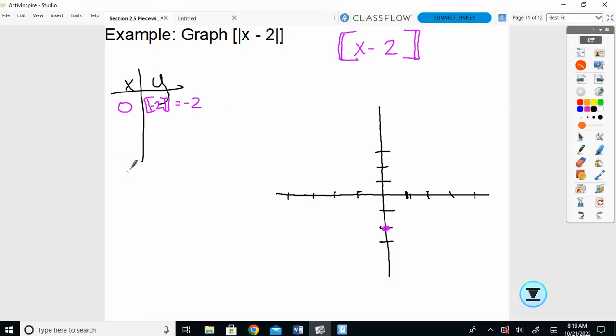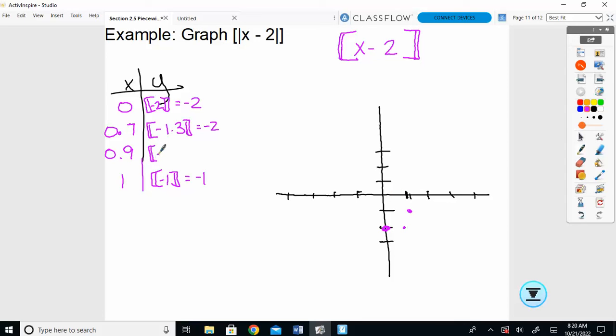Okay, if I just plug in 1, then I would have the greatest integer of negative 1, which is negative 1. So 1 gives me negative 1. Is that enough to know what this looks like? Okay, so let's plug in something between 0 and 1. 0.7, 0.9, whatever you want. So if I put in 0.7, 0.7 minus 2 is negative 1.3. What is the greatest integer of negative 1.3? Negative 2. So when I put in 0.7, I'm still getting out negative 2.